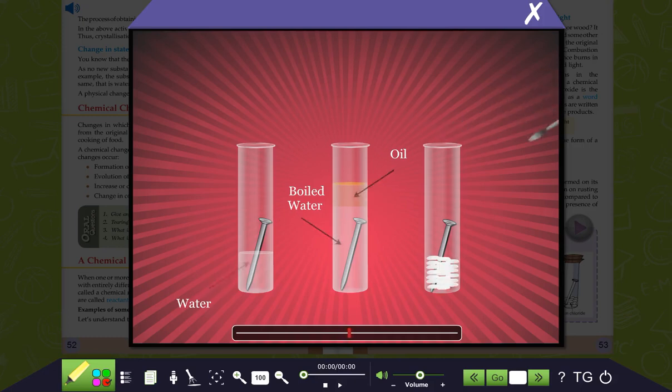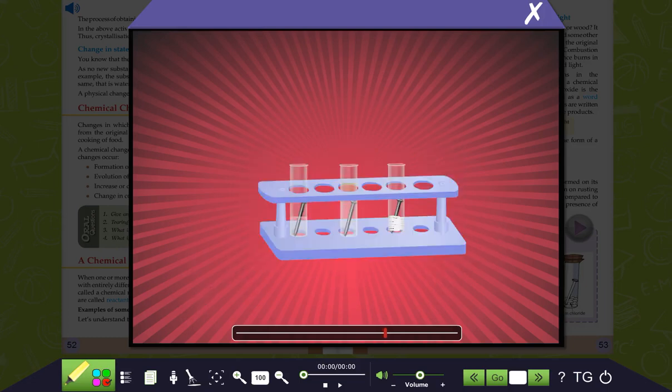Put some calcium chloride in the third test tube. This arrangement will be such that the nail would be in contact with oxygen, but not water or moisture. As calcium chloride is a dehydrating agent, it will absorb all the moisture present in the air inside the test tube. Leave the test tubes undisturbed for the reaction to occur. As the reaction is slow, it will take 2 to 3 days.